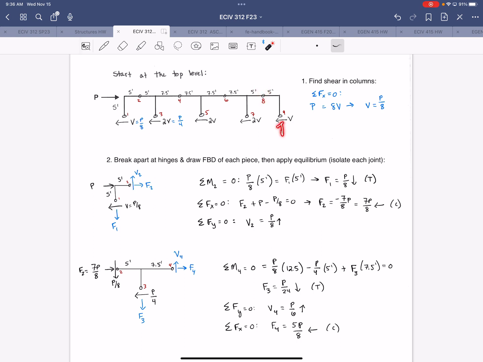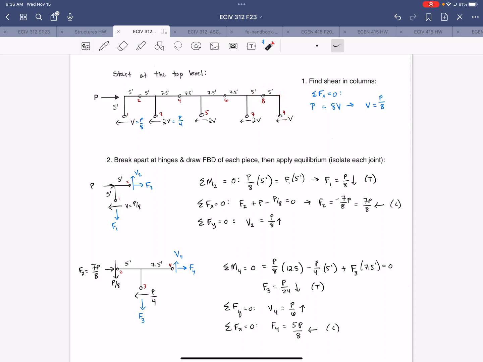So the only unknown would be the axial force in the column. But you always still want to check sum of moments about that joint, right? You can find that axial force by summing forces in Y. But still always check sum of moments. Let's see, yeah. It doesn't matter about which point, right?